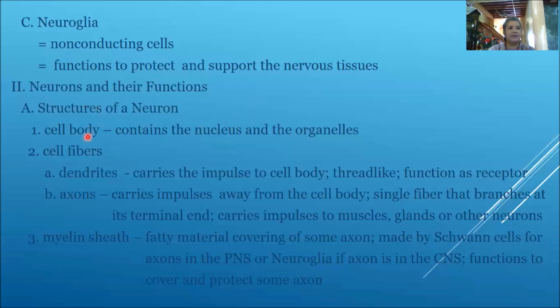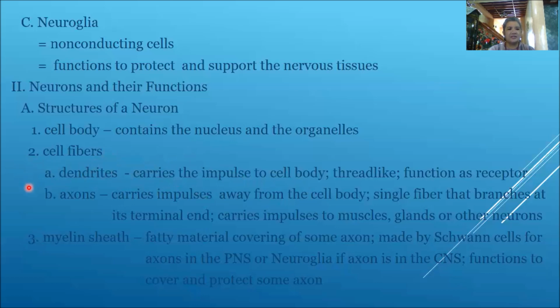Then another component of the structure of a neuron is your cell fibers. There are two types of cell fibers. You have the dendrites and the axons. The dendrites are the nerve fibers that carry the impulses to the cell body. Usually in a cell body, there will be several dendrites. And the dendrites are thread-like in size and in structure, and they will serve as receptors for the impulses that will come from the different parts of the body.